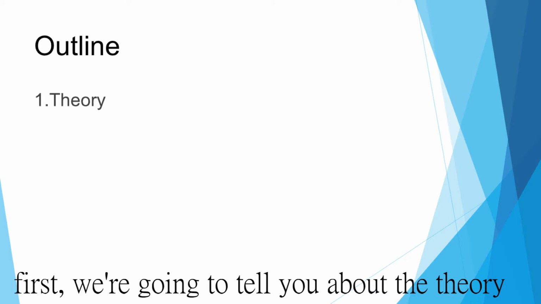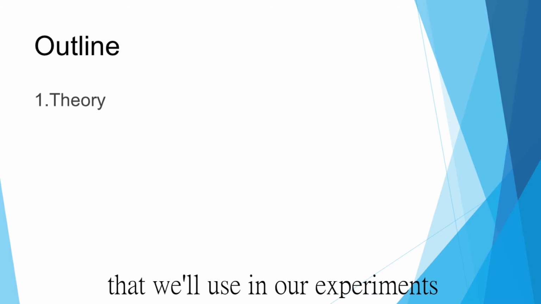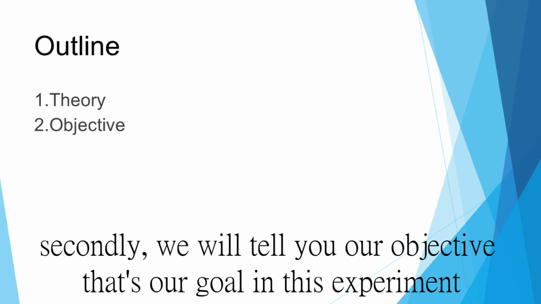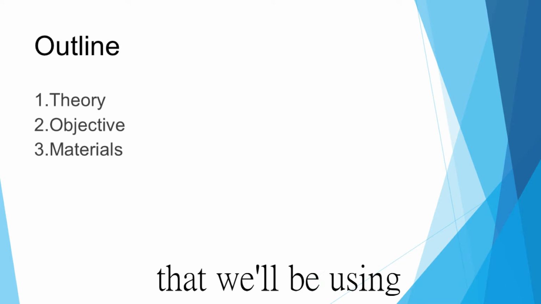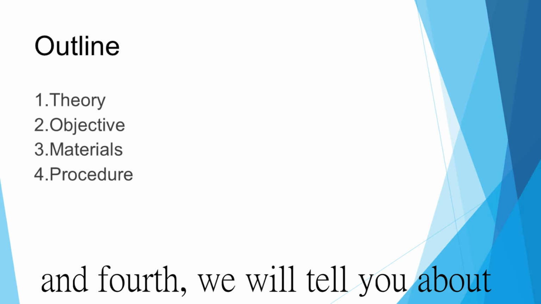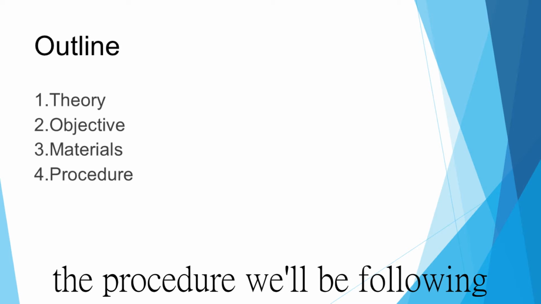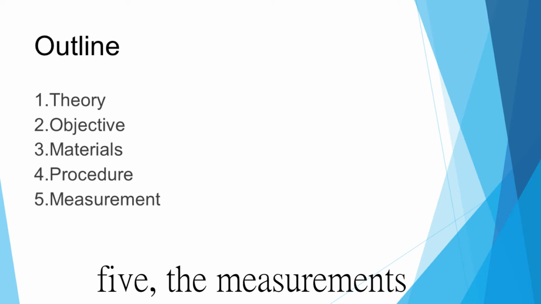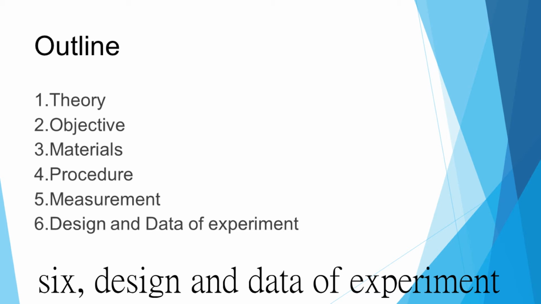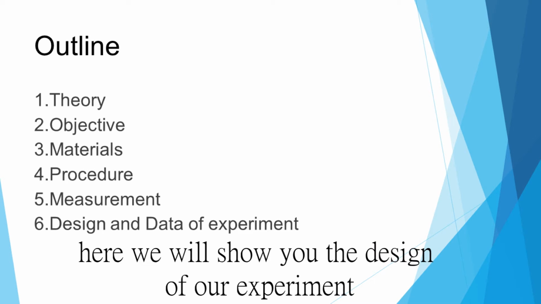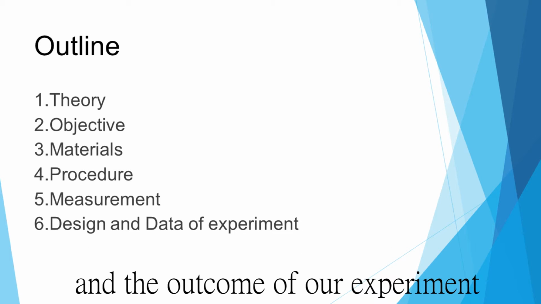So firstly, outline. First, we're going to tell you about the theory that we'll use in our experiment. Secondly, we'll tell you our objective, that's our goal in this experiment. Third, we'll tell you the materials that we'll be using. And fourth, we'll tell you about the procedure we'll be following. Fifth, the measurements. Here we'll tell you how we measure our data. Sixth, design and data of experiment. Here we will show you the design of our experiment and the outcome of our experiment.